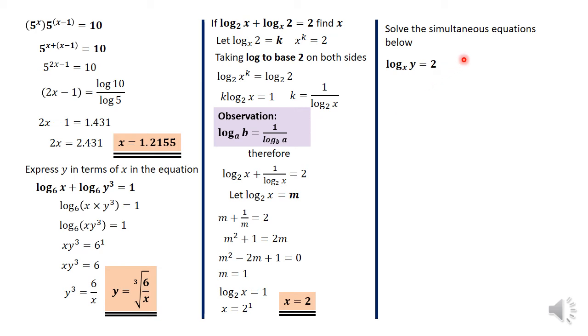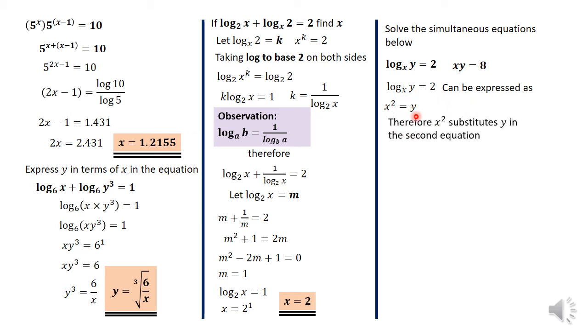Solve the simultaneous equations below, and you are told that one there, and another one, that one there. So what do we do? The first thing, for the log of y to base x is equal to 2, we can express it in its index notation, where we have x squared is equal to y this particular way. Therefore, x squared substitutes y in the second equation. Where we have y in the second equation, we can put x squared. And that means for x, y is equal to 8, the y is replaced with x squared.